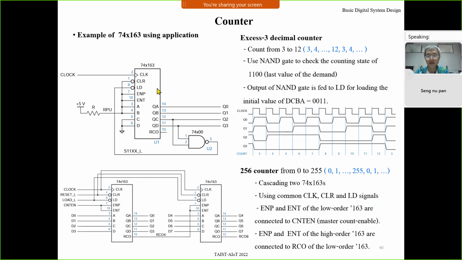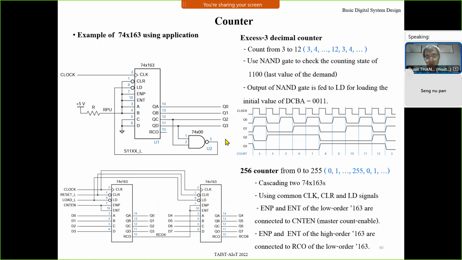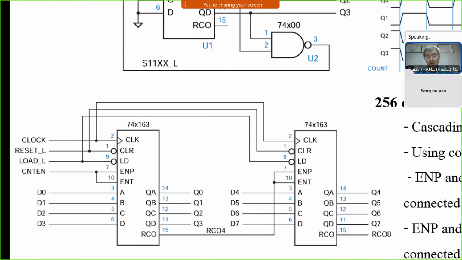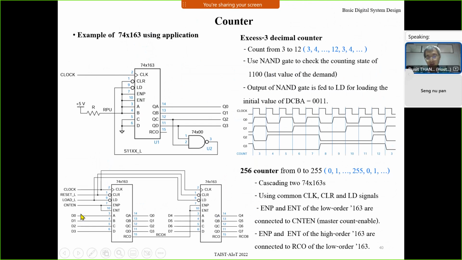Okay, this is an example of the circuit. You can use it to count. For example, a 4-bit counter counts from 0000 to 1111, for a binary counter. But if you want to count more, for example, if you want to implement an 8-bit counter, you may bring two 4-bit counters together to count.